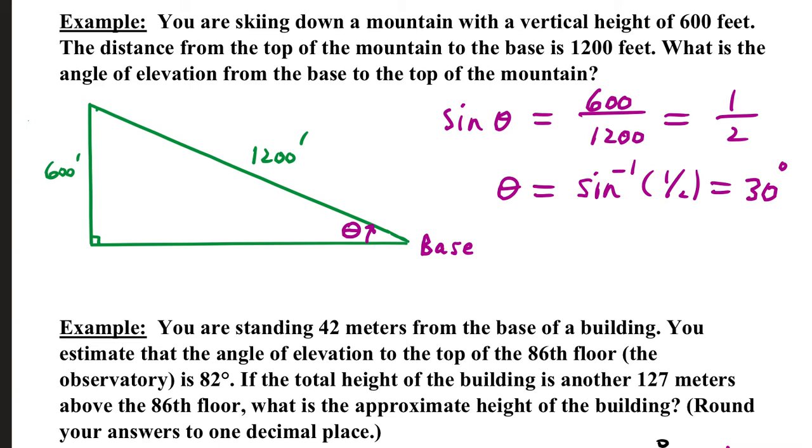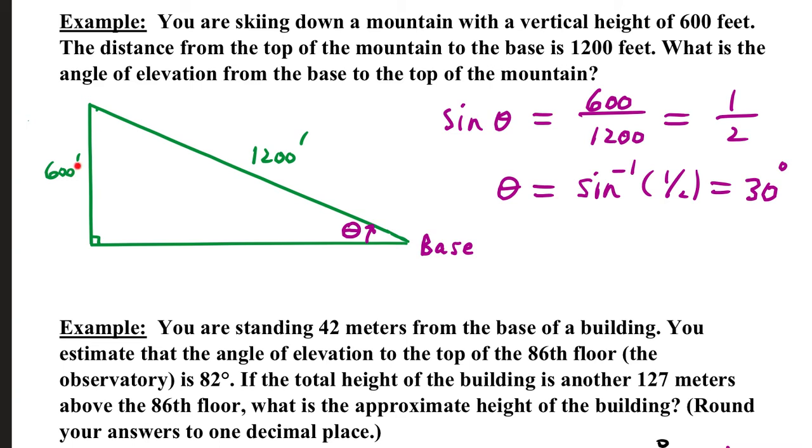Okay, so I sketched a right triangle to try to satisfy all these clues given. The vertical height of the mountain is 600 feet, so this side is where I marked the 600 feet. The distance from the top of the mountain down to the base, the hypotenuse, is 1,200 feet. The angle of elevation from the base to the top of the mountain, where we would look up at the top of the mountain, we have to figure out what that angle is.